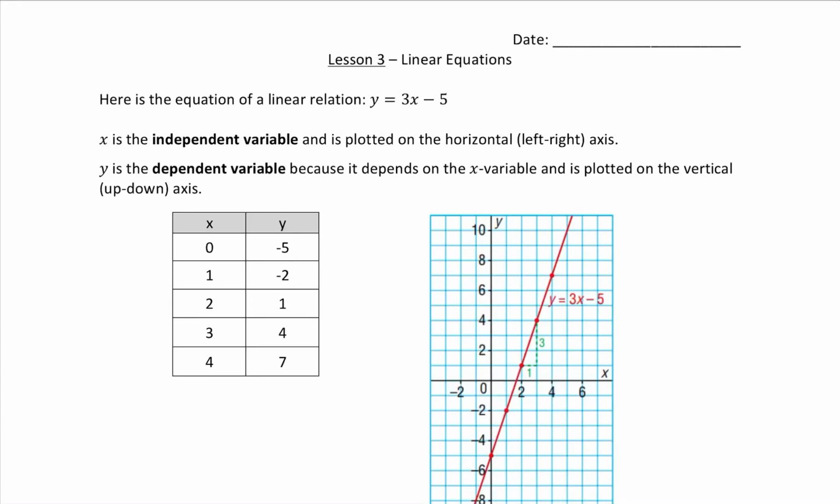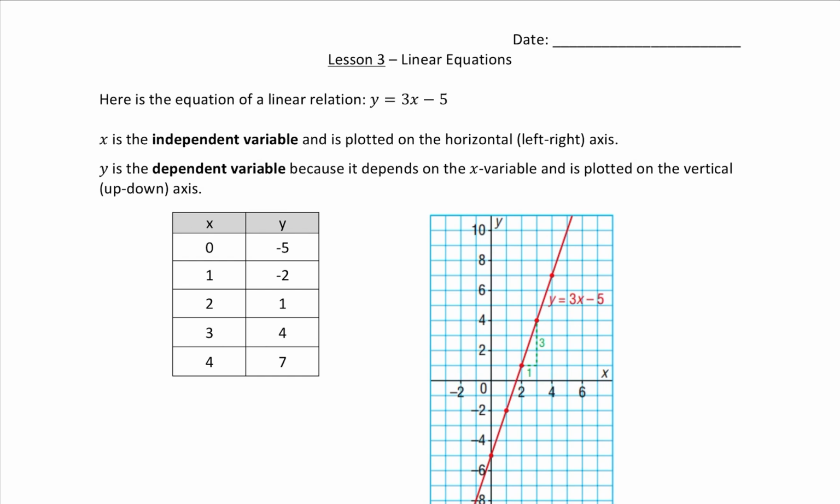In lesson 3, we are going to talk about linear equations. And our real focus in lesson 3 is to see how an equation of a line, a table of values of a line, and a graph of a line are all connected. So let's take a look at this first example.